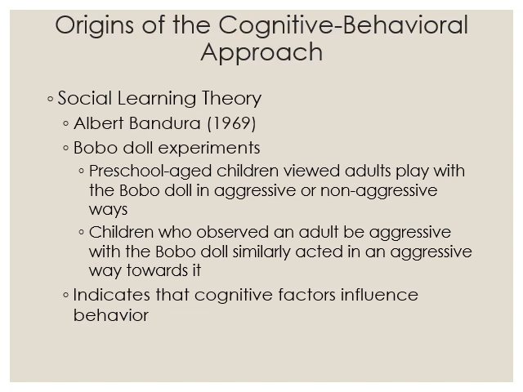And the children who observed an adult acting in an aggressive way with the Bobo doll also acted aggressively toward it. The children who saw the adults interacting with the Bobo doll in a non-aggressive way were not aggressive. And this was taken to indicate that cognitive factors, so kind of like learning, social learning, can influence behavior as well.